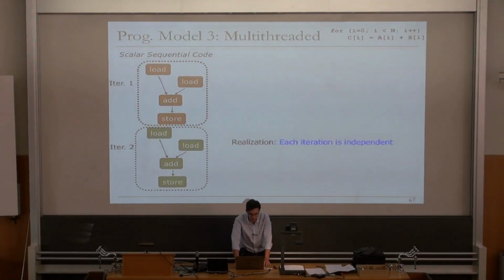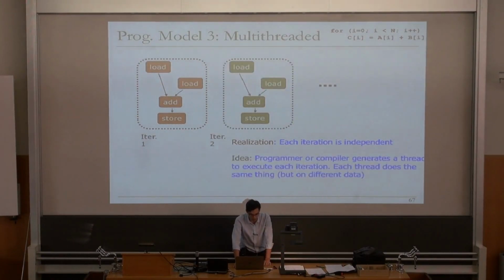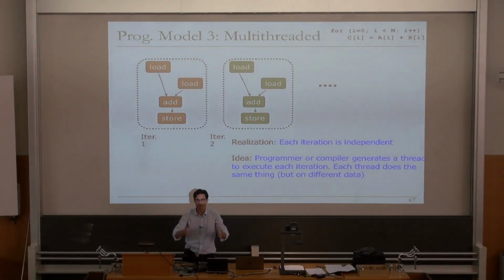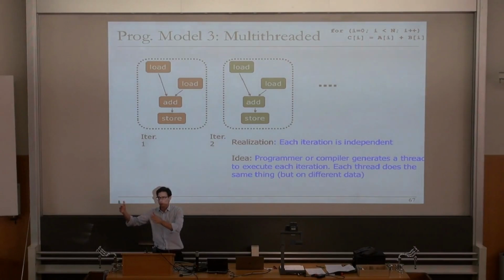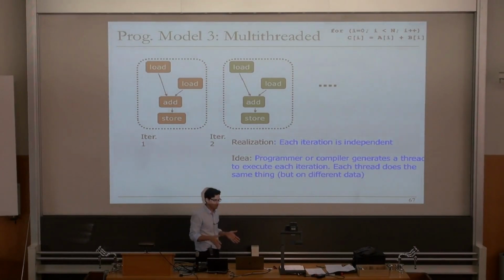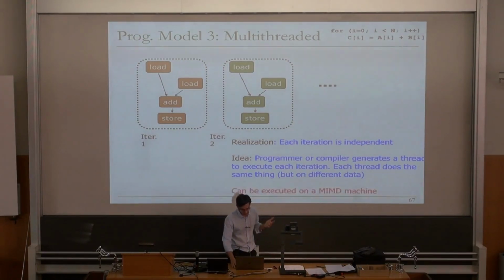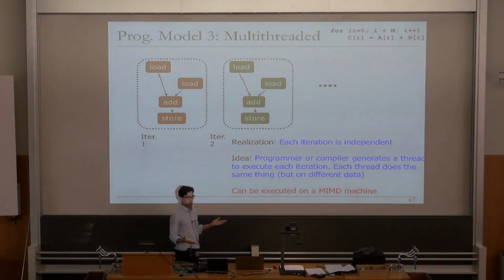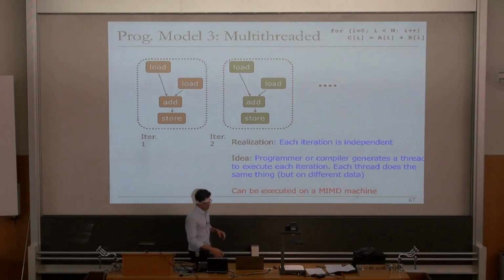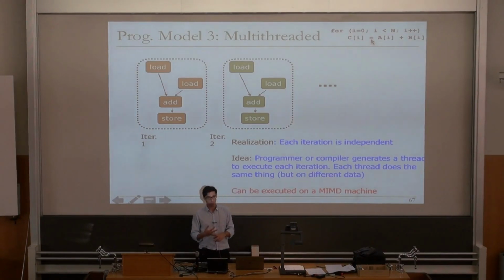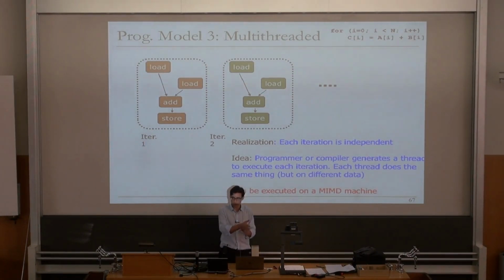And the third possibility is having a multi-threaded code, a multi-threaded programming model, where instead of having a vector instruction, what we have is different threads of execution, and each of the threads is going to take care of each of the iterations of the loop. And this is what we typically execute on a MIMD machine. For example, if you take this code and parallelize it by using P threads or by using OpenMP, what you will be doing is creating one thread for each of these iterations.